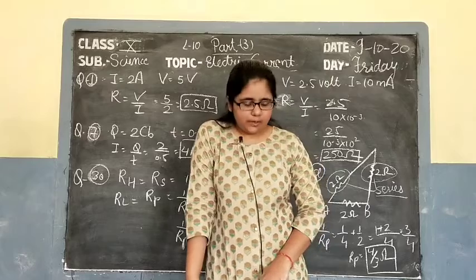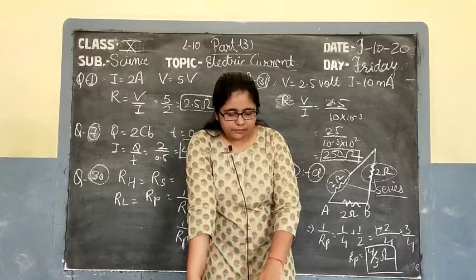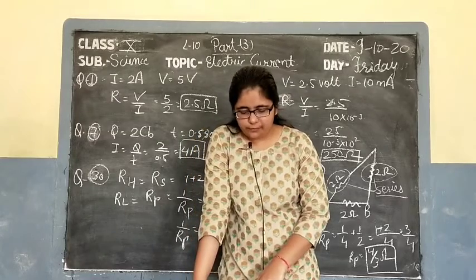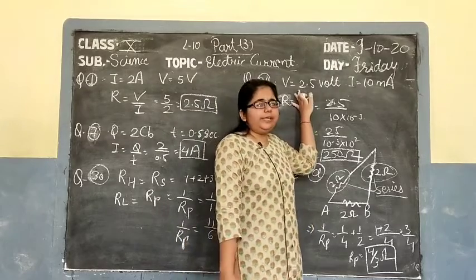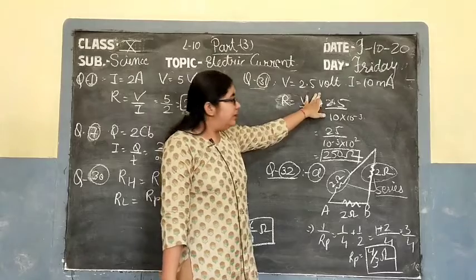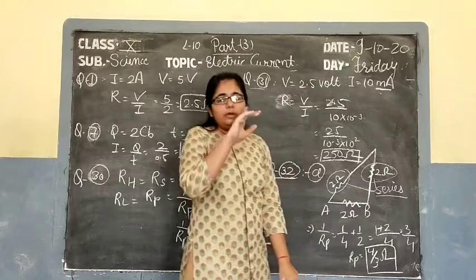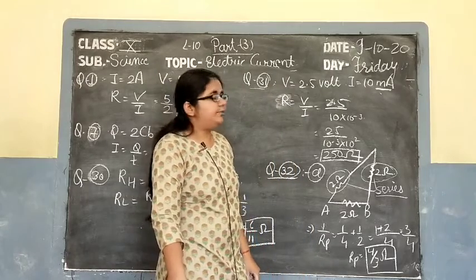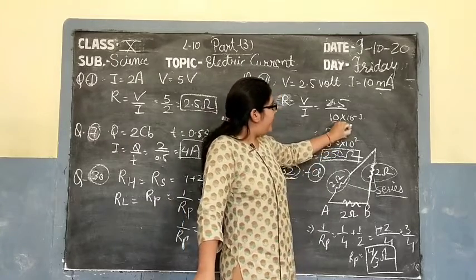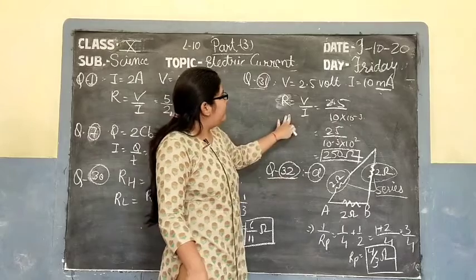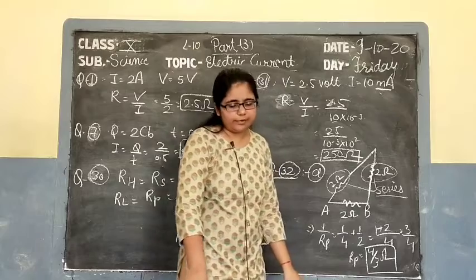Next question, that is question number 31. What will be the resistance of a conductor wire when the potential difference across its terminals is 2.5 volt when 10 milliampere current flows through it? In this question, potential difference is given as 2.5 volt and current is 10 milliampere, which is a smaller unit of current. You have studied that 1 milliampere is 10 to the power minus 3 ampere. So by converting the milliampere into ampere, you will solve for resistance. The formula is V by I. By calculating it, you will get the answer, that is 250 ohm.